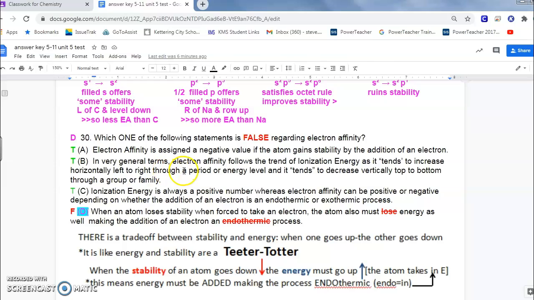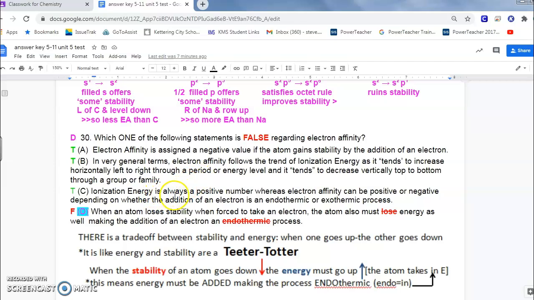Letter B, in general terms, affinity follows the trend of ionization energy. That is true. The elements on the right side of the table benefit more by the addition of electrons overall. Why? They're smaller. They can pull on it better and accept it. Plus, if the ones on the right side get an electron, they go closer to satisfying the octet rule.